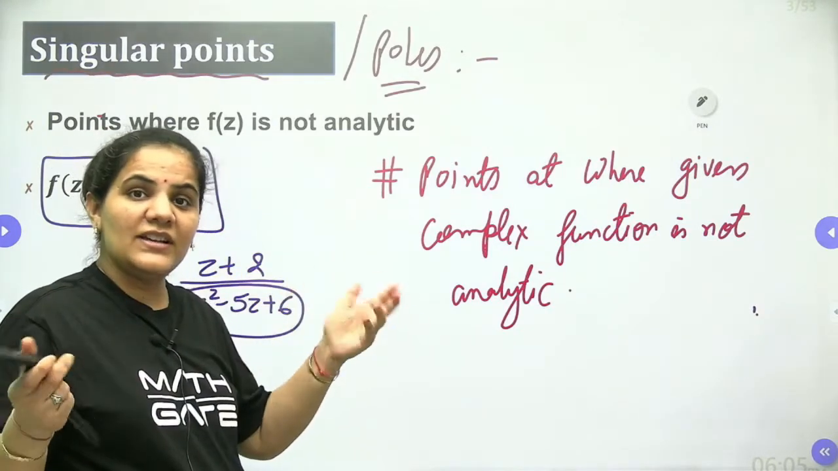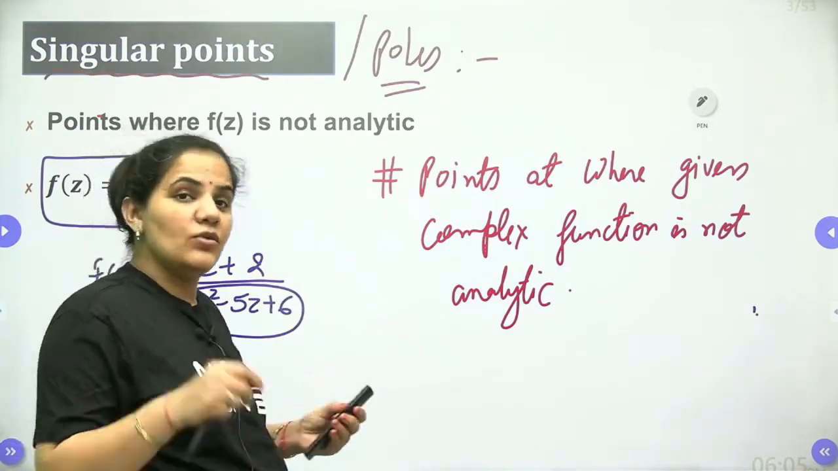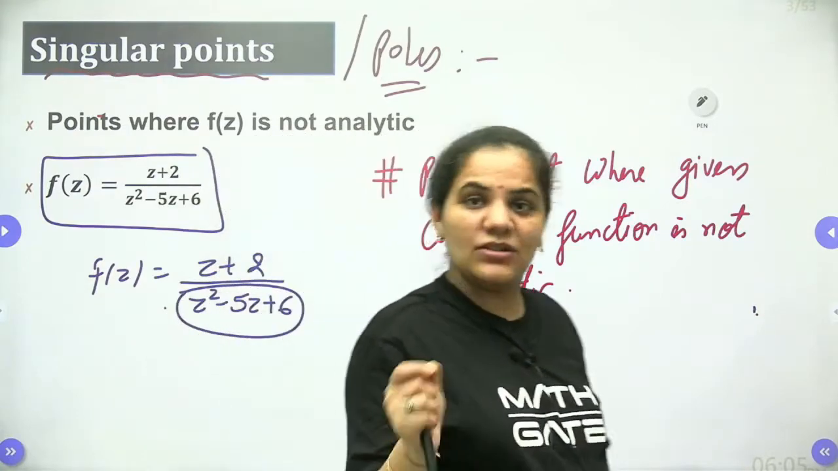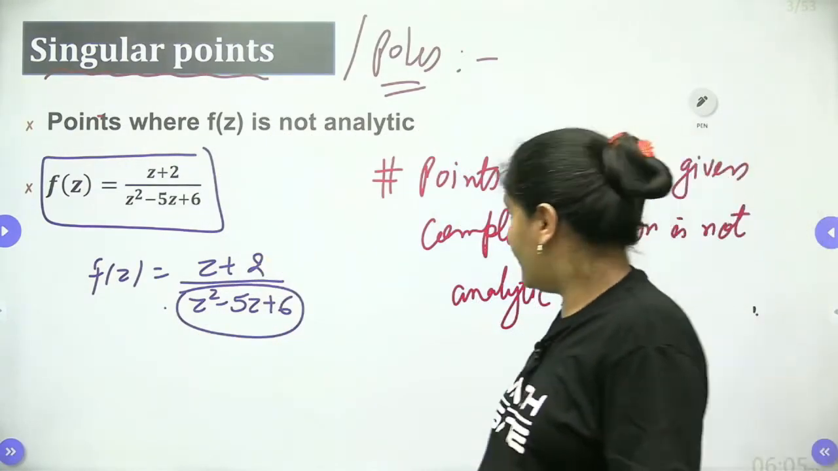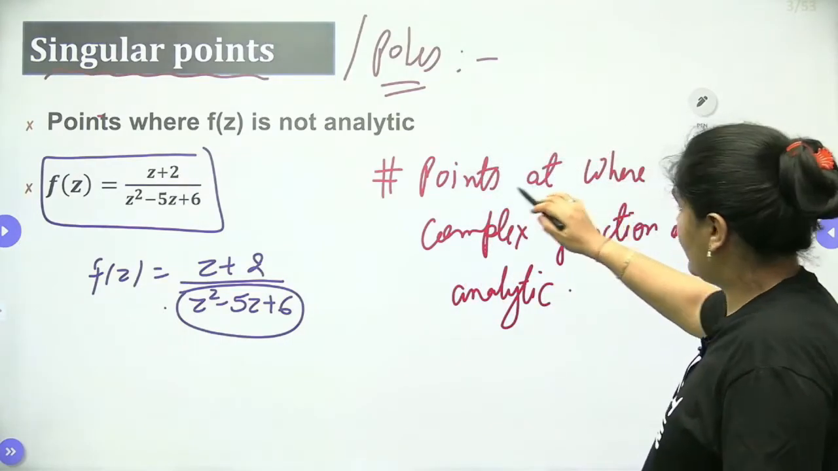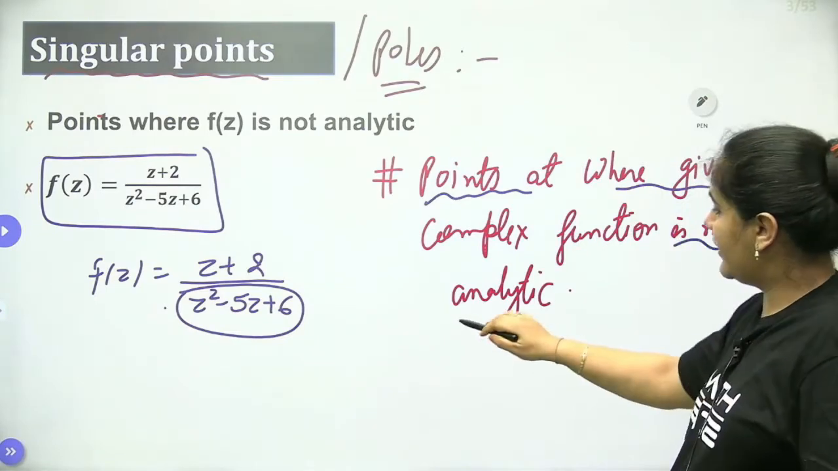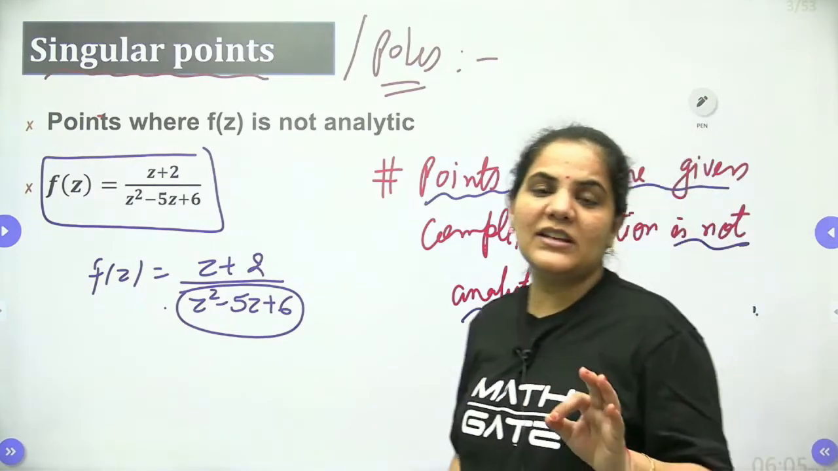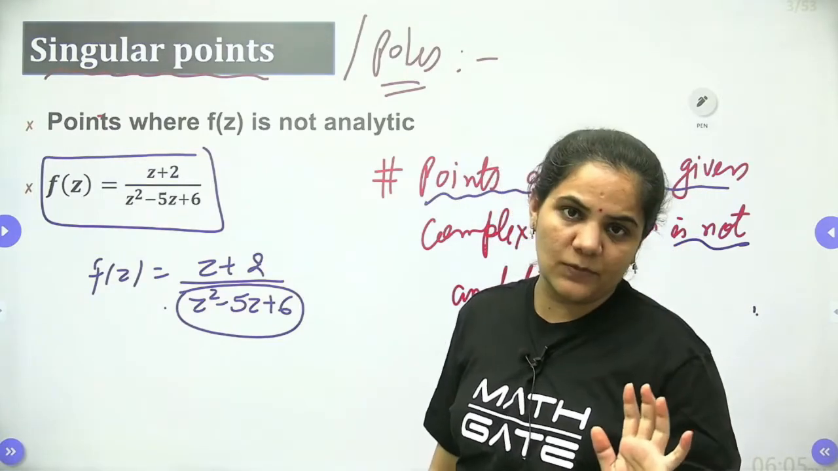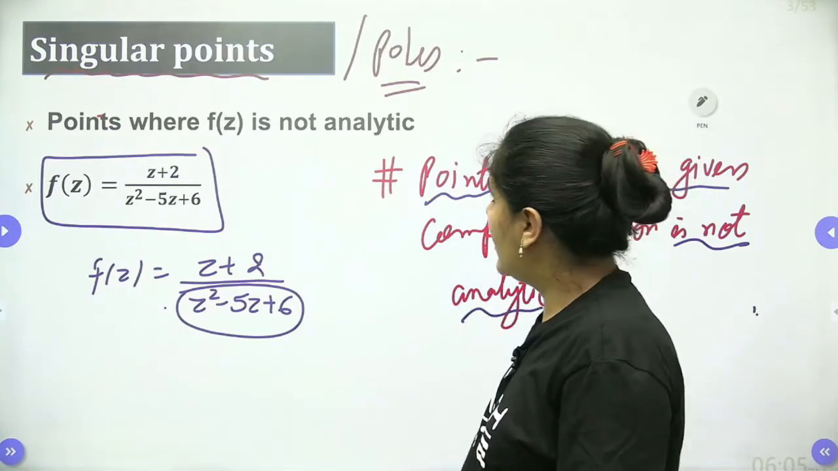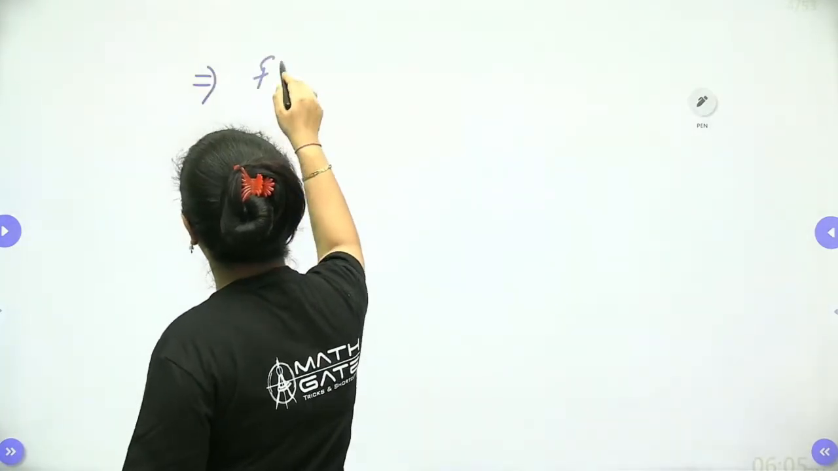When your function does not exist, then it's not possible that your function can be analytic, right? So when your function is not analytic, you can conclude that those are the points where my function is not analytic. So for finding those points where a given function is not analytic, the only method is to put that given function's denominator equal to 0. Is it clear, guys? So singular points or poles are those points where your function must be not analytic, right?